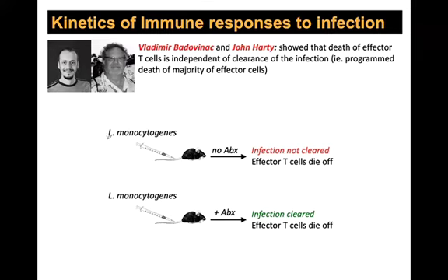And so if you inject a mouse with Listeria monocytogenes, their sort of favorite pathogen, it replicates inside of cells, and so it acts more like a virus than a bacteria. If you don't treat it with antibiotics, the infection is not cleared and the effector T cells die off. If you do treat it with antibiotics, the infection is cleared and the effector T cells still die off. So whether or not that infection gets controlled doesn't matter. You shut the T cell response off. And this is one of the ways that your immune system is trying to protect you from its lethal response.